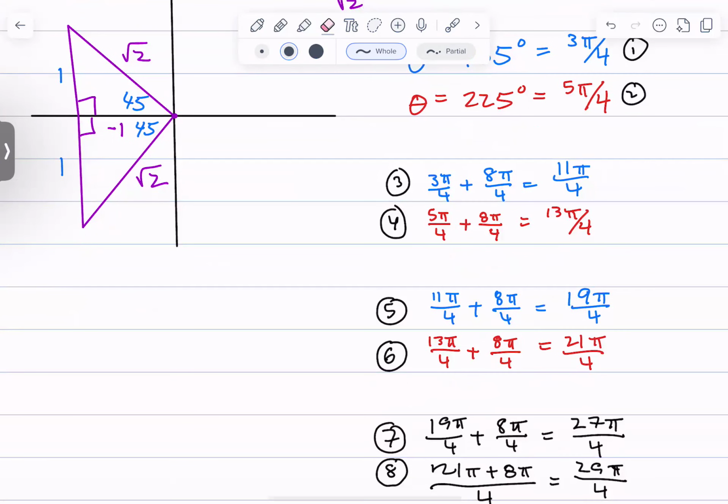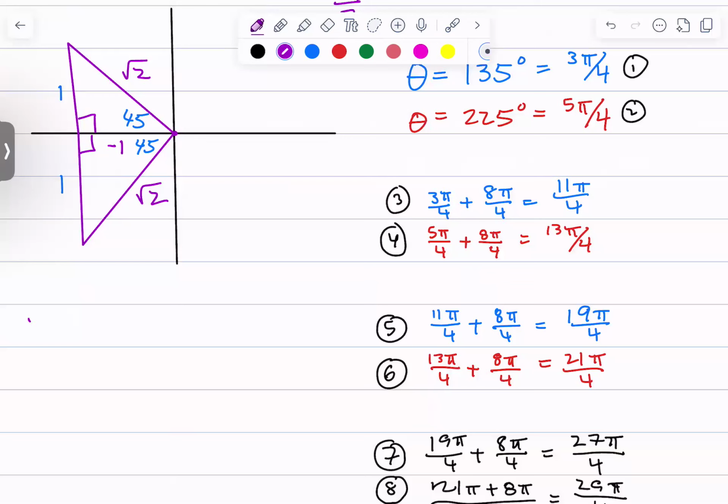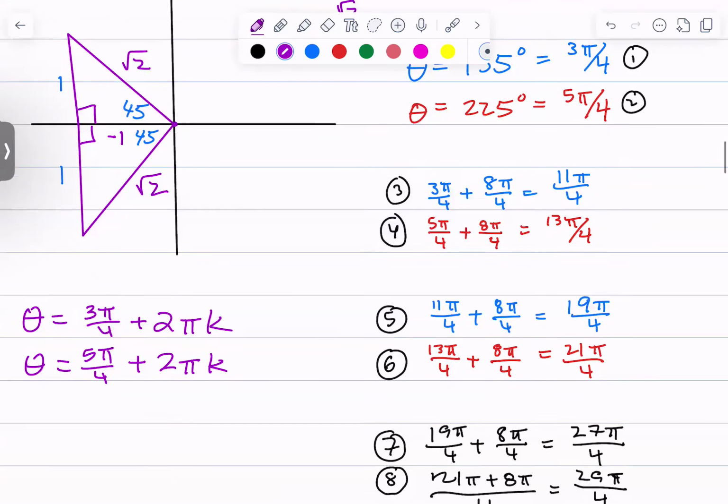And if you want to provide all the possible outcomes, that will be 3 pi over 4 plus 2 pi k. Make sense? We're adding 2 pi because that's my period. That's where it will always occur again. All we're doing is just adding 2 pi.